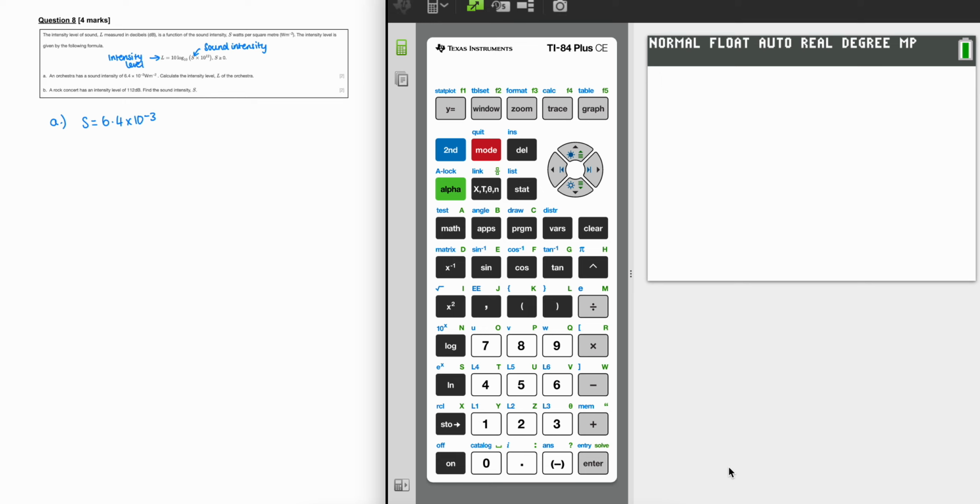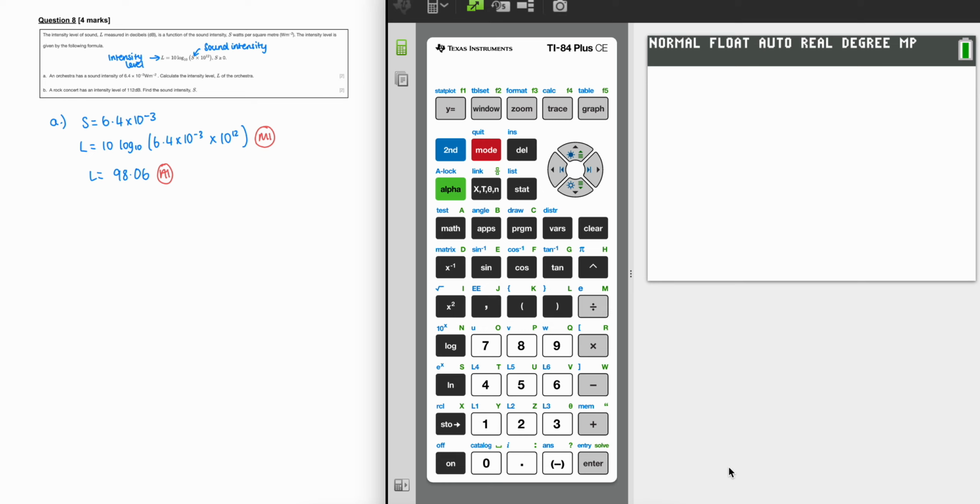So in order to find what the intensity level is, I'm just substituting that into my formula. So L is equal to log base 10 of 6.4 times 10 to the minus 3. So that's my S value, times 10 to the 12. And then I can type that into my calculator, and I find that L is equal to 98.06. Okay, so that's all done on the calculator. So there's 1 mark there for the answer and 1 for some sort of method.